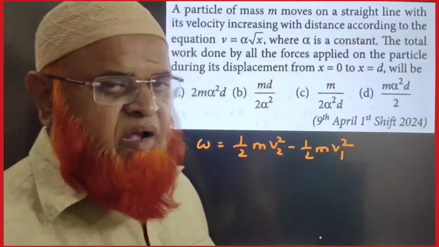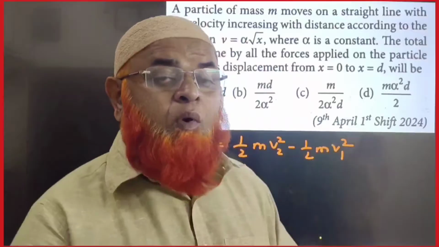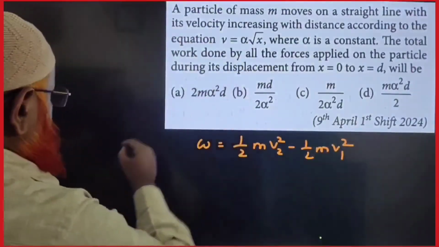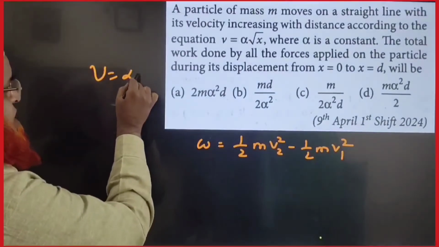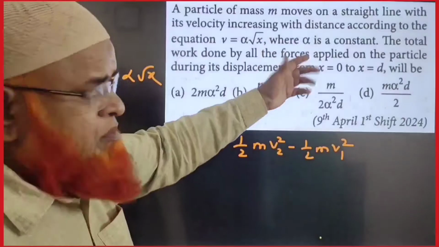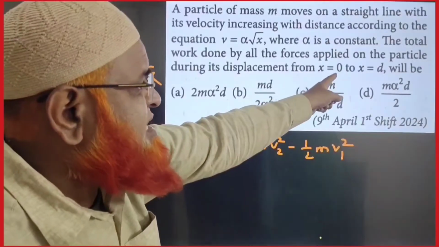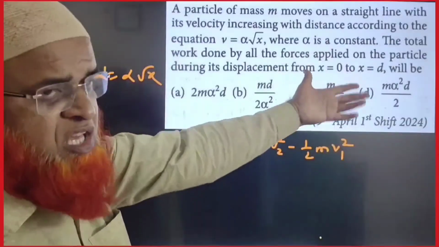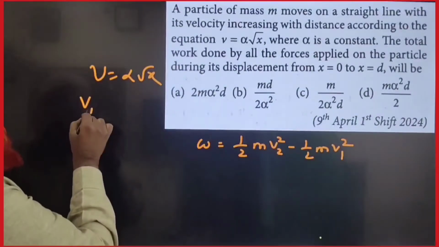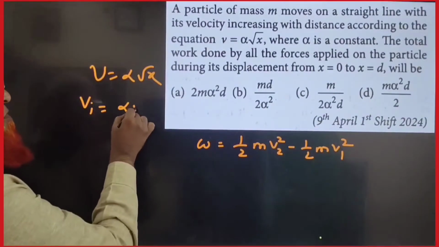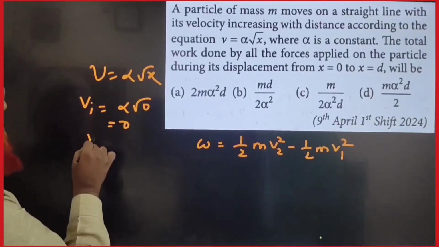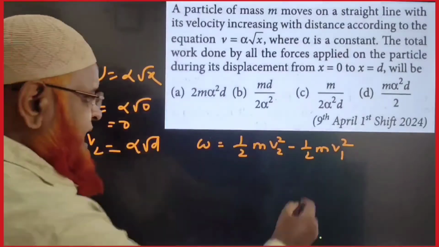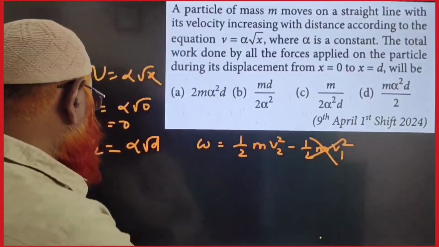So simple it is. My dear students, we can solve this problem by using work energy theorem. You can just see what is the value of velocity here. You all know that velocity is nothing but alpha root x given in the problem. And it said that x is 0 and x is d here. That means initially it is at 0, next it goes to d here. Then what happens to initial velocity? That means v1 is going to be alpha root 0, which is equal to 0. Final velocity is alpha root d. That's it. So as initial velocity is 0, this part is getting cancelled here.